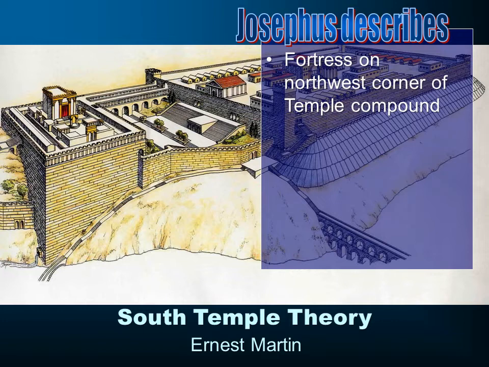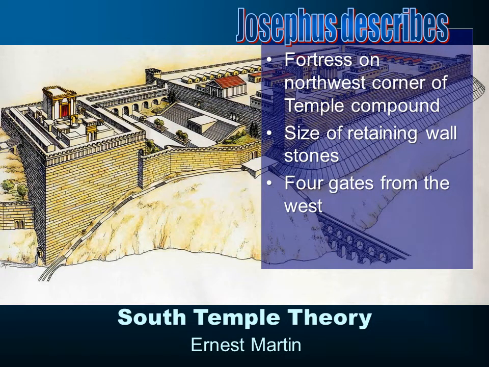As you can see in the picture, if the Temple Mount had instead been a fortress, it covered the entire area and beyond of the temple. And Josephus would have been contradicting that. Secondly, the size of the retaining wall stones. Josephus tells us that the retaining wall stones of the Temple Mount were in places 30, 40, 50 feet, and that's what we find in the Temple Mount. So he perfectly describes those very large stones that we saw as part of the retaining wall for the Temple Mount. Thirdly, he describes the four gates from the west that we've looked at.